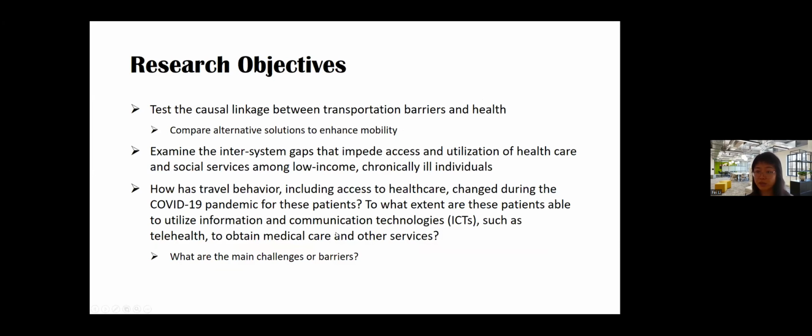So in this study, we really wanted to test the causal linkage between subsidized transportation or transportation support and health outcomes, to design the randomized controlled trial to compare several different options. We also want to align with the objective of S4A. We want to examine the intersystem gaps that prevent people from accessing and fully utilizing these opportunities and resources between healthcare, public health, and other social services. So the third point added during the pandemic was to examine how travel behavior, including healthcare access, have changed during the pandemic. And to what extent are these low-income chronically ill patients able to use technologies such as telehealth and online shopping and other things to supplement the challenges they face in physical transportation or to avoid further COVID exposure.